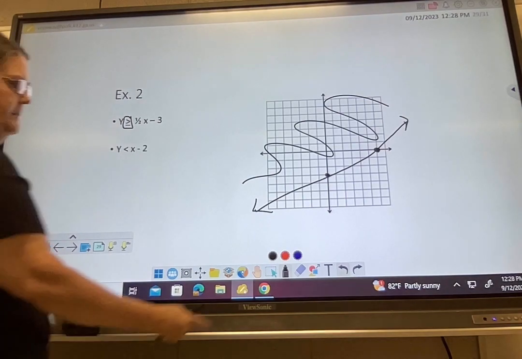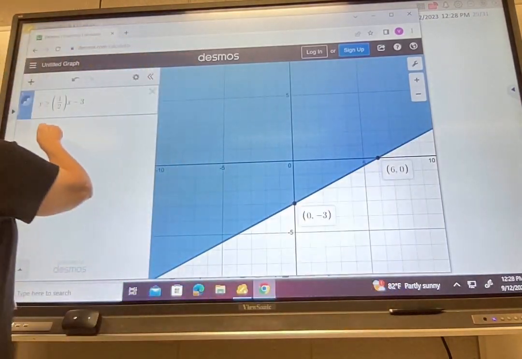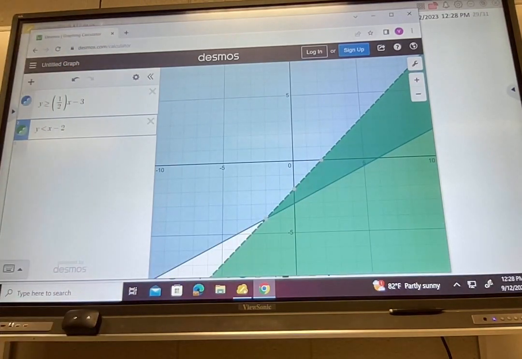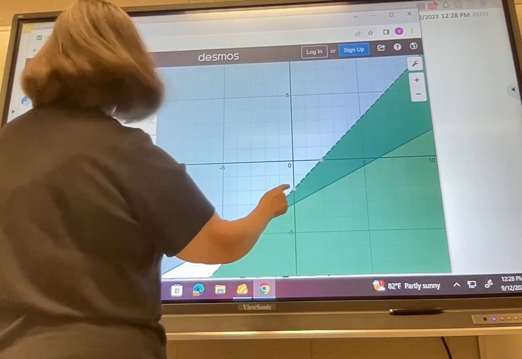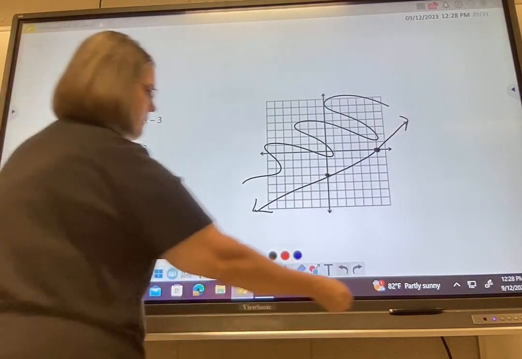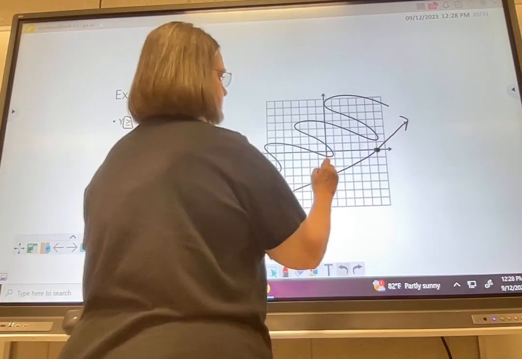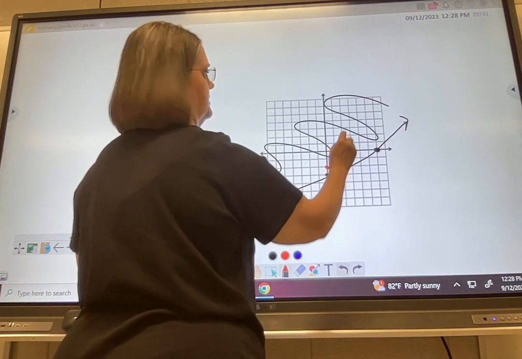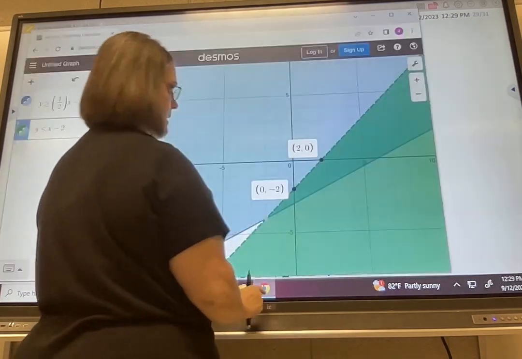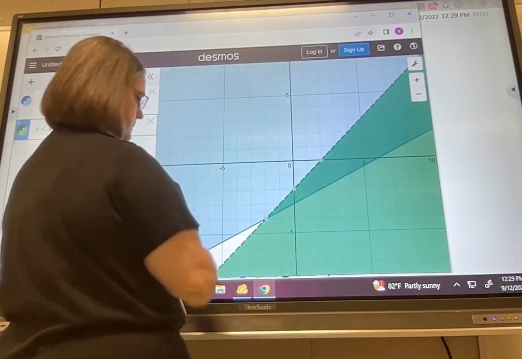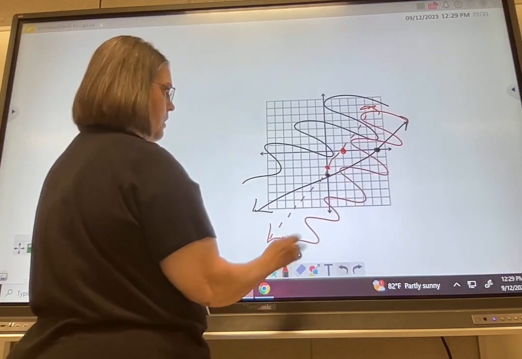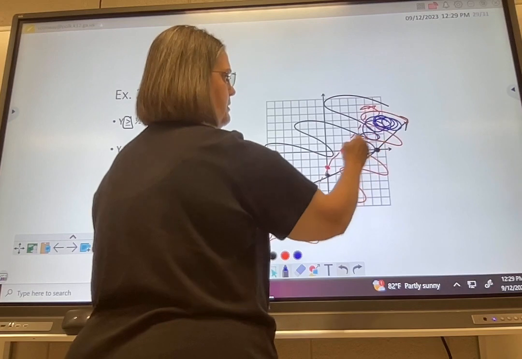Y is less than x minus 2 is my other one. And that one's in green. We have a point at 0, negative 2 and at 2, 0, and it is a dashed line. We're shading below it. So the overlap region is right here. That is what solves both of those.